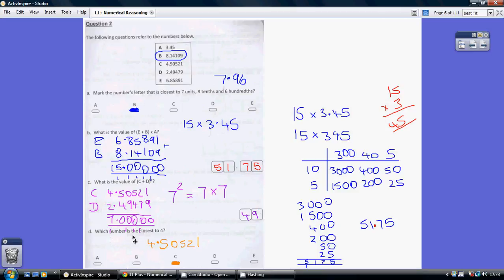Now part D, what number is the closest to 4? So I guess the only ones you're really weighing up between are A and C. Now hopefully you can see that C is 0.505 away, so just over 0.5 away. However, A is a bit further away. This is about 0.55 away. This is about 0.50 away. So C is closer. So this is the closer number, C.